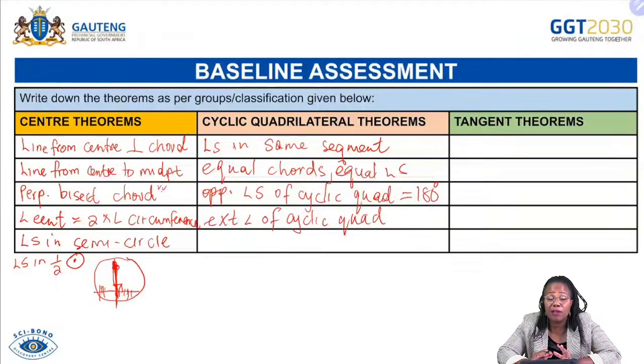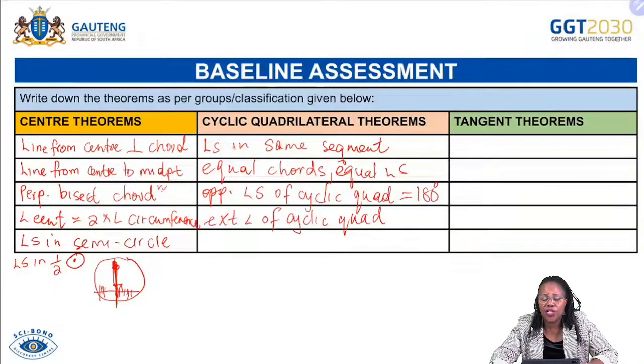And then lastly, we are having exterior angle of a cyclic quad. Remember, you just write this abbreviation. We know that this is equal to the interior opposite angle. The minute you write exterior angle of a cyclic quad, we know that in full it is saying to us it is equal to the interior opposite angle.